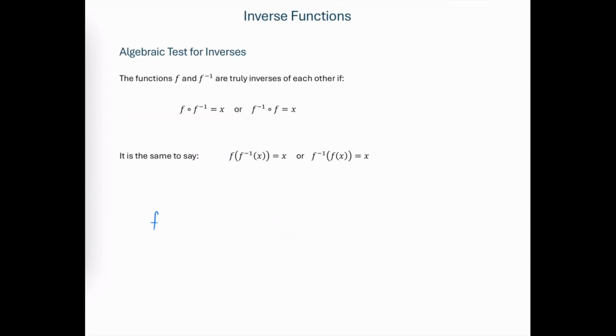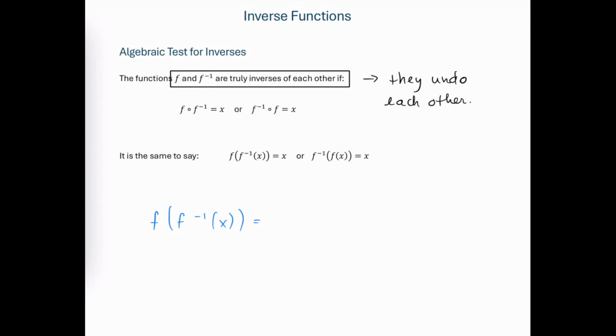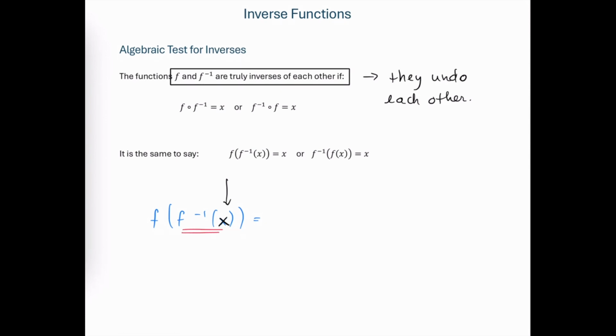We can come up with a theoretical reason for why that needs to be the case by thinking about the composition in this way. Two functions are truly inverses of each other if they undo each other. So if we were to evaluate f composed with f inverse of x, this domain element is first operated on by f inverse, and f inverse is going to manipulate it or change it into something else. That output then goes into the f function, which essentially undoes everything that f inverse just did, and the result is the original x that we started with.